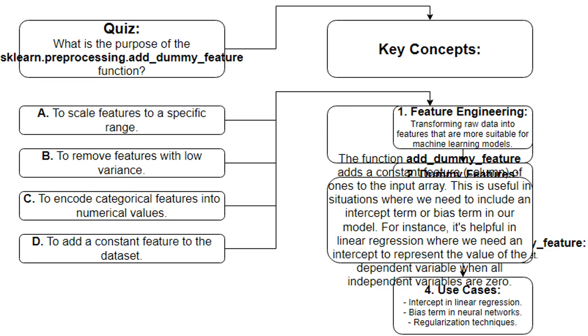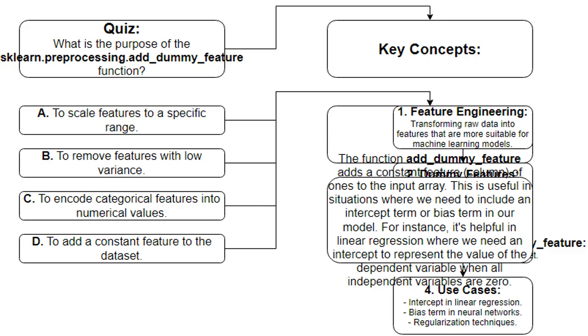To add a constant feature to the dataset. 1. Feature engineering. Transforming raw data into features that are more suitable for machine learning models. In a housing price prediction model, transforming the square footage feature by taking its logarithm can help improve the model's performance. 2. Dummy features. Constant features added to a dataset.